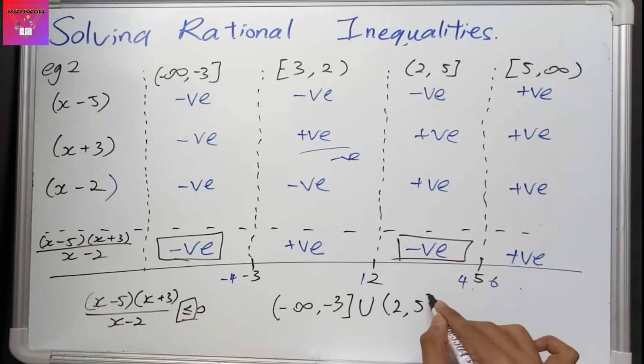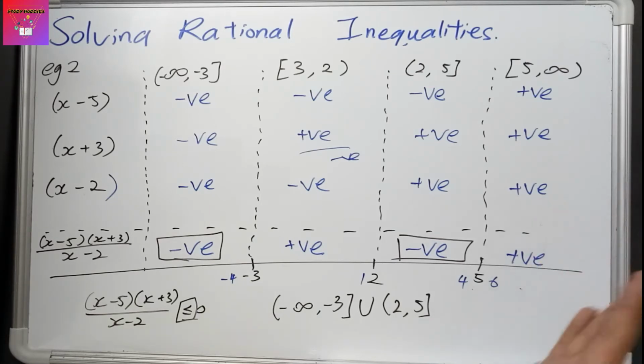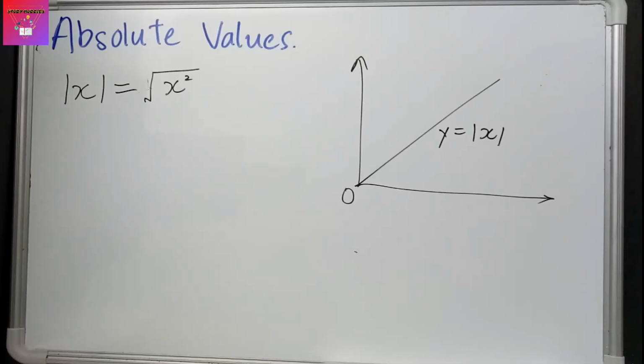to 5, open bracket. So that's all for this question, and therefore when you solve rational inequalities, you have to be a bit careful for careless mistakes and make sure you do everything correctly, and don't forget only table method is possible for this question. So now let's move on to absolute values.